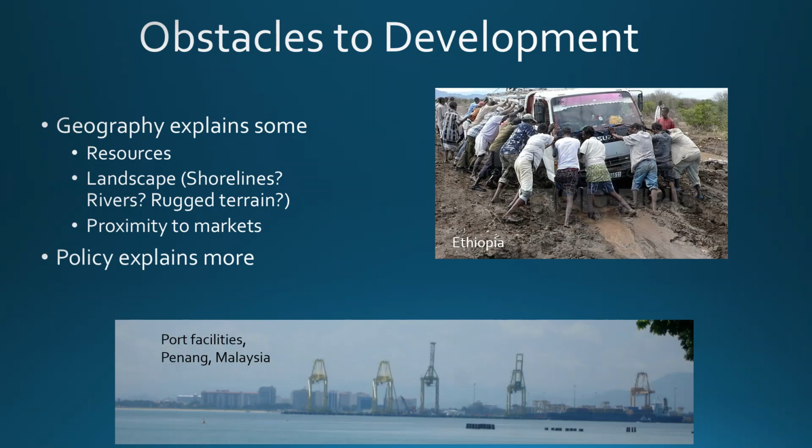Policy explains more at this point, and so do governments create conditions for industrialization? And we're going to talk about two distinct yet overlapping paths to industrialization. But if you have a government that's very closed off and very autocratic, they might not be promoting industrialization or outside investment, and that can be difficult.